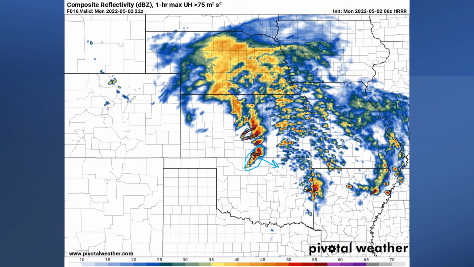If this happens, all heck could break loose, and there could be dangerous long-lived tornadoes on the ground, which would be very bad for the Kansas border and into northeast Oklahoma, including Tulsa Metro.